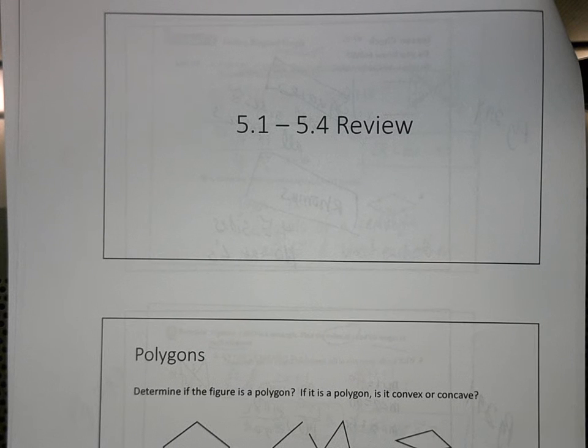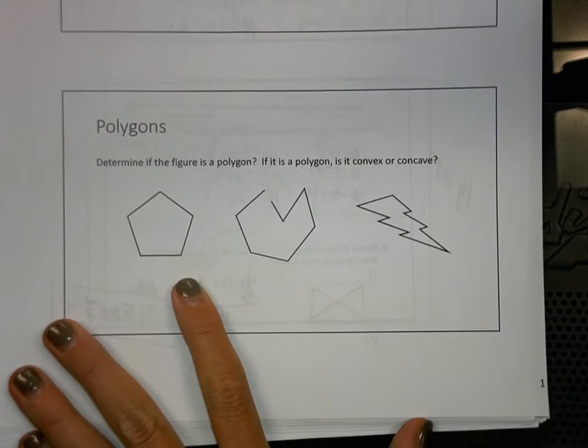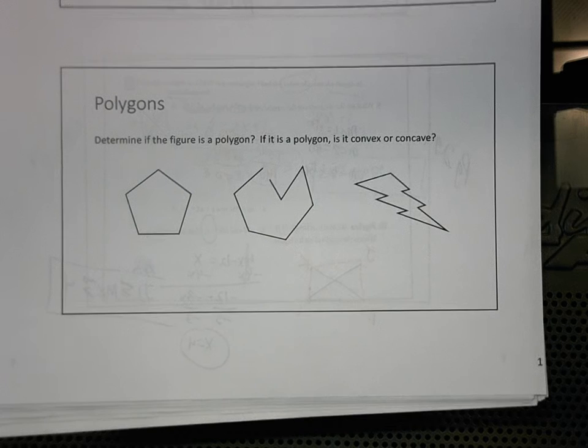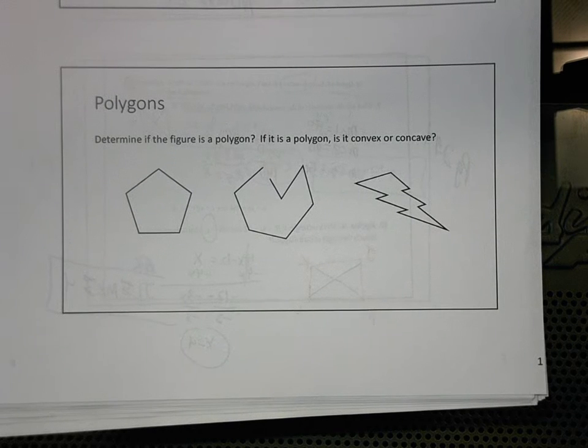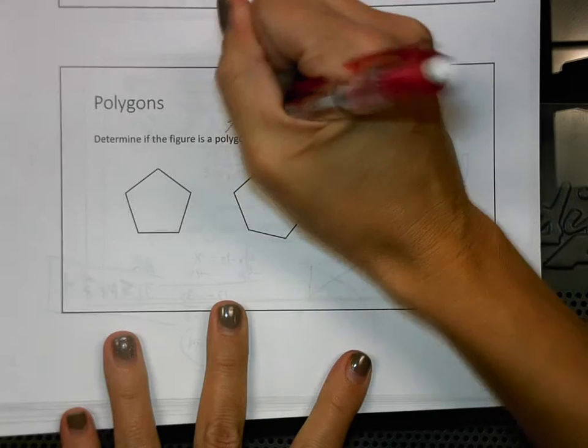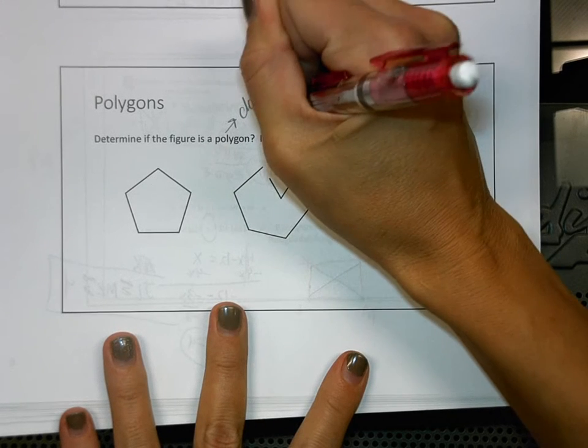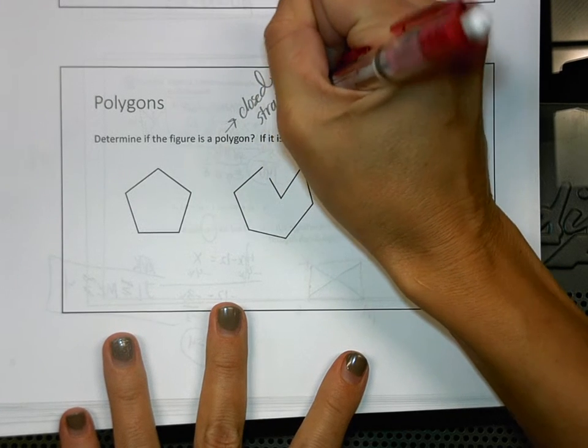Math 2. Today we're doing a review over 5.1 to 5.4. The first thing we're going to look at is polygons. Okay, and we need to know specifically what is the definition of a polygon. So what do you guys think? Okay, so yeah, I like that, closed, and also it needs straight sides.